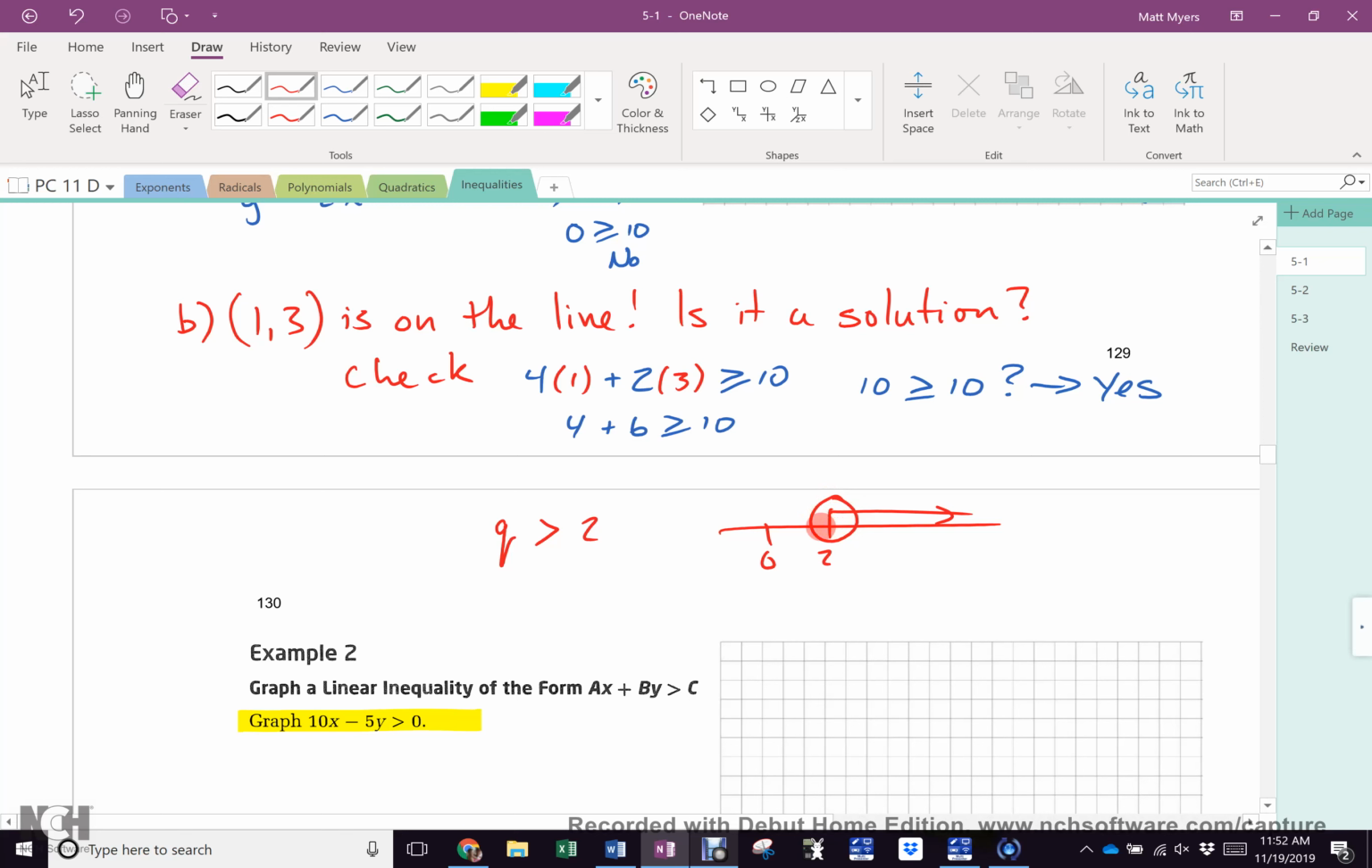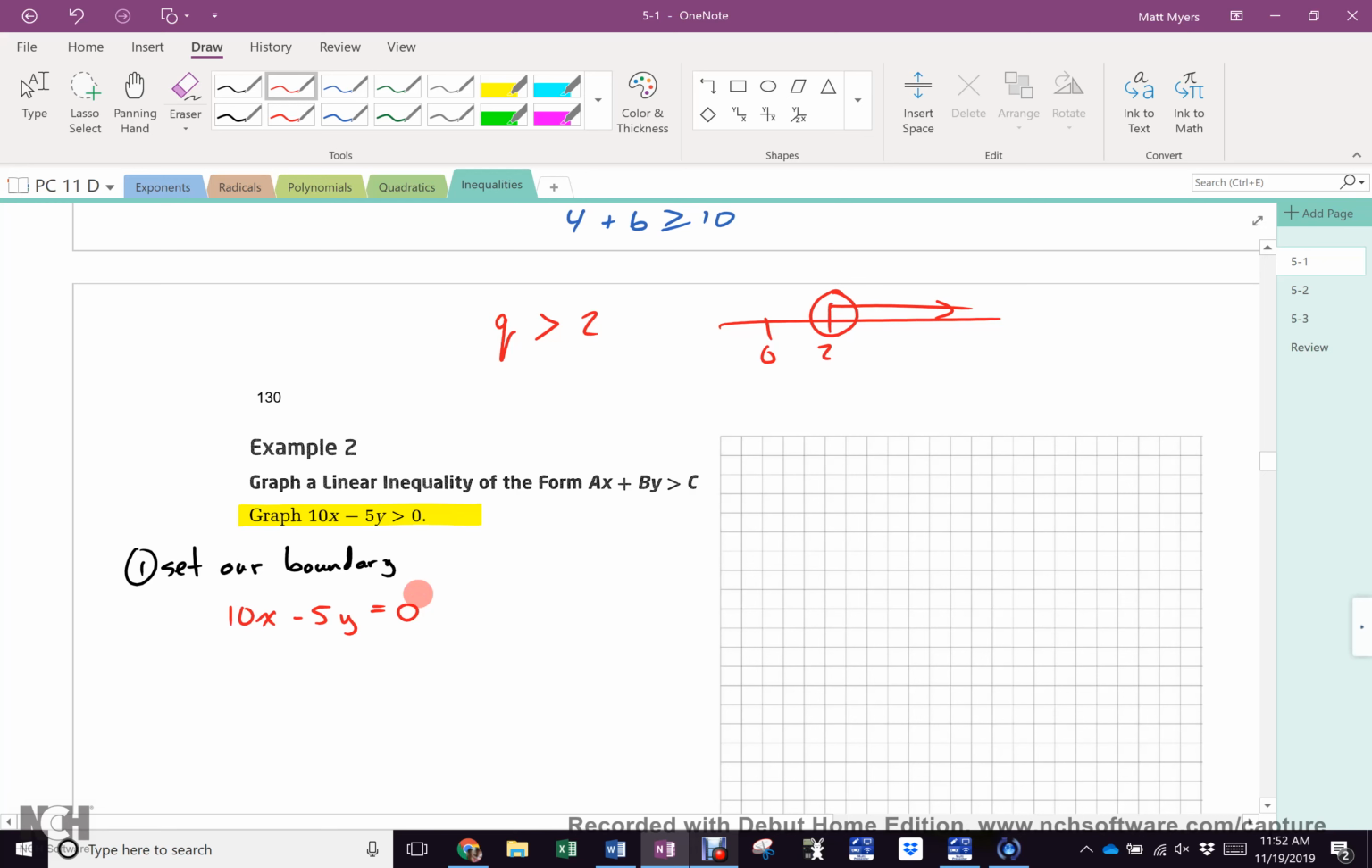Make it an equality. So I have 10x minus 5y equals 0. Now, what's the easiest way to make that graphable, of course? It's to put it in slope-intercept form, which is negative 5y equals negative 10x. Y equals 2x. Right? Everybody should be good there. That's grade 10. For some of you, that's grade 9. For some of you from other countries, that's grade 5.